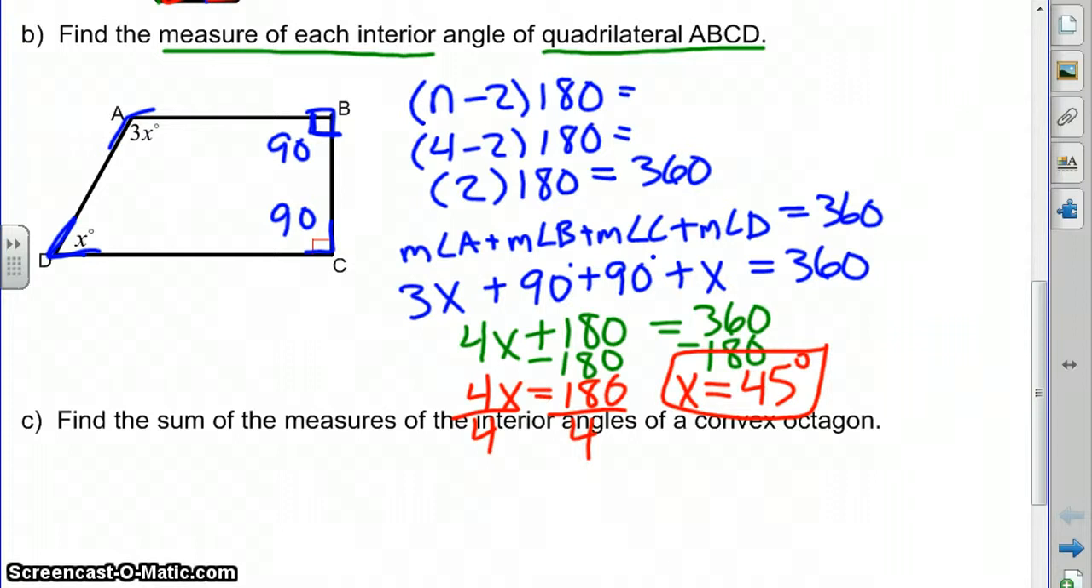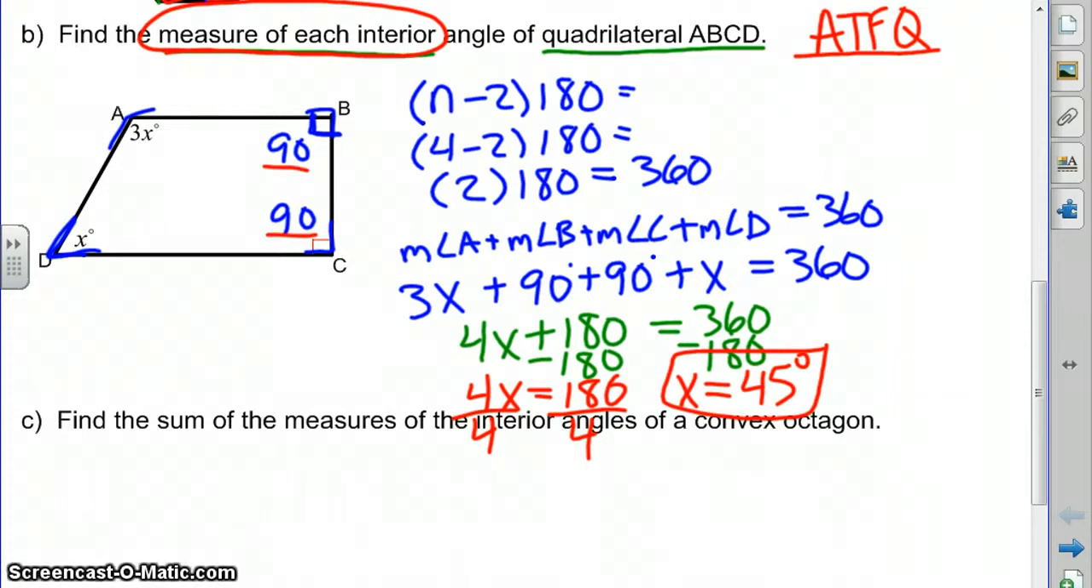Now, am I done? I'm not quite done yet because it asked me to find the measure of each interior angle. I have not answered the full question yet. Remember to answer the full question. I know 2 of my angles, 90, 90. I know that x is 45, which means angle D is 45 degrees. And angle A is going to be 3 times 45 degrees, which is 135 degrees. Now I have answered the question, the measure of each interior angle.